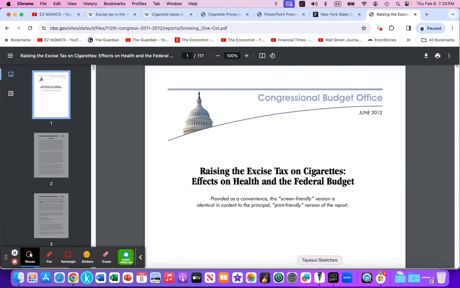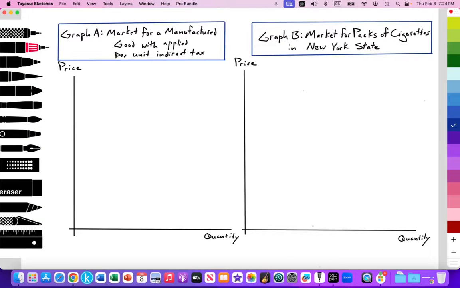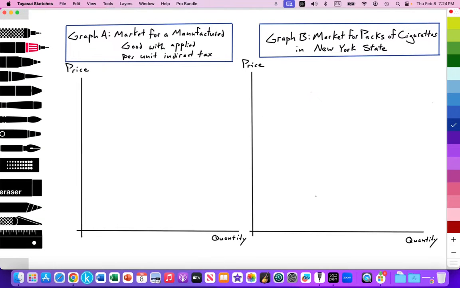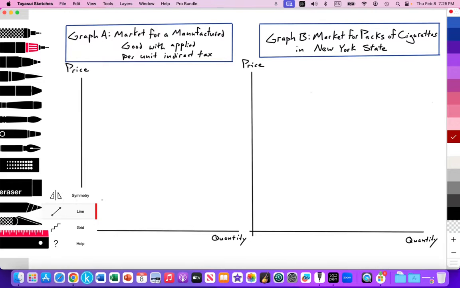And so let's go ahead and begin. So here we have two models. Graph A, the market for a manufactured good with an applied per unit indirect tax. And then we'll move on to graph B, market for packs of cigarettes in the state of New York with the applied per unit state tax in New York. So let's illustrate in graph A first the supply curve. And I'm going to keep the supply curve relatively elastic. So here's S1 equal to the marginal costs of production.